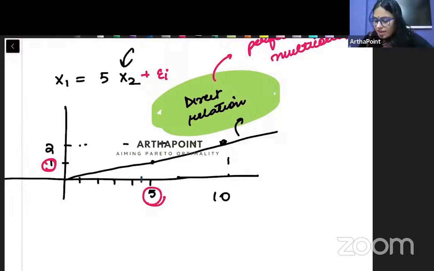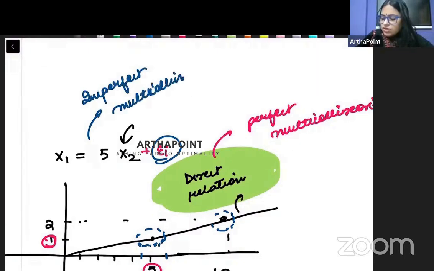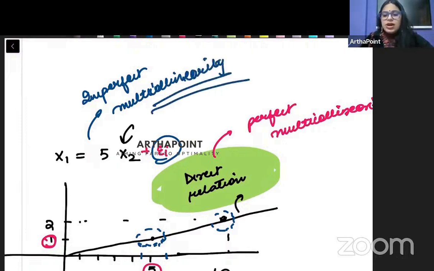It can be 4.9 also. It can be 5.1 also. We don't know what this error term is. So it will be around 5, but we don't know the exact value. This is imperfect multicollinearity. Imperfect multicollinearity. Right, बेटा? अच्छा, अब एक और चीज हमें इसमें थोड़ा समझना है. Right? Try to understand that.